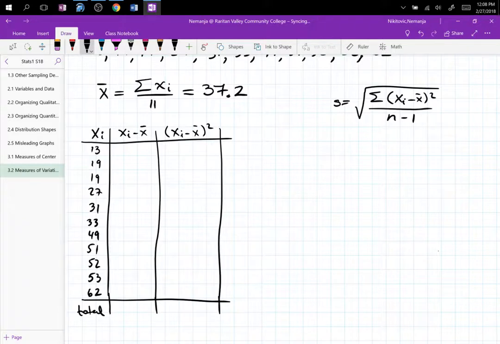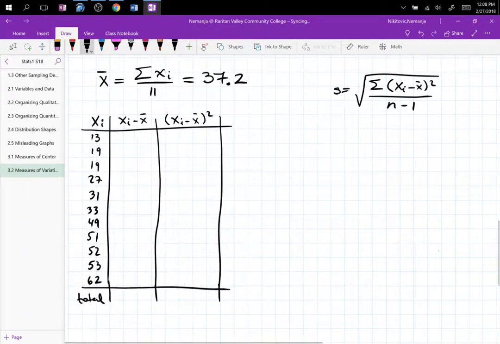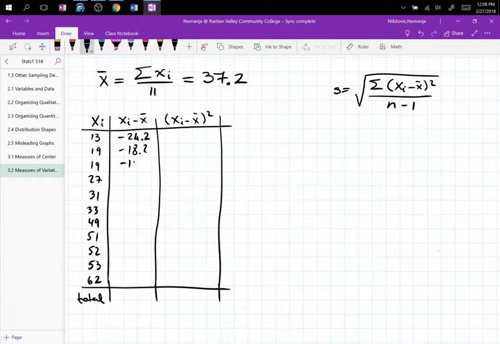All right, so we are going to subtract 37.2 from each one of these values. So you go 13 minus 37.2, which is negative 24.2. And then you go 19 minus 37.2, so that has to be negative what? 18.2, another negative 18.2, and then 27 minus 37.2, that's negative 10.2.